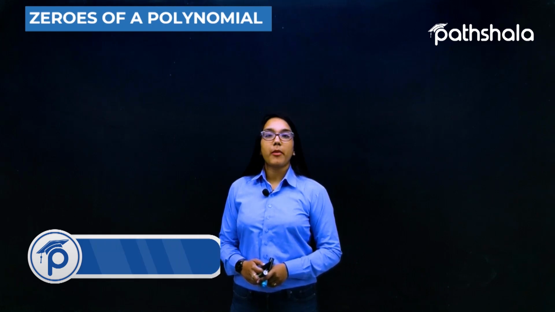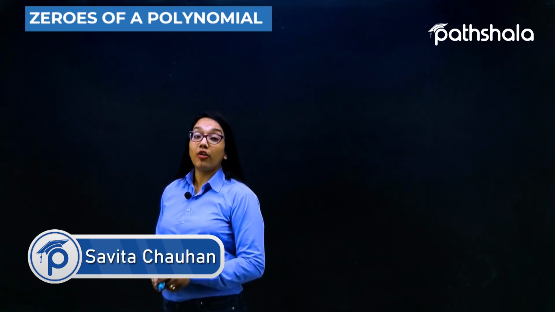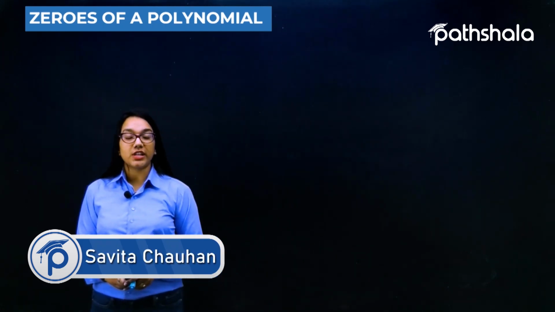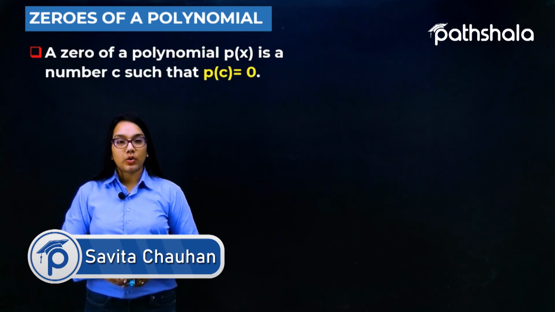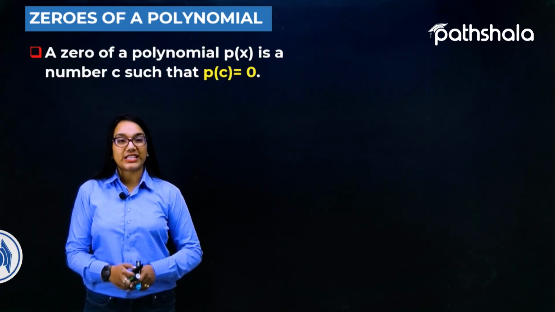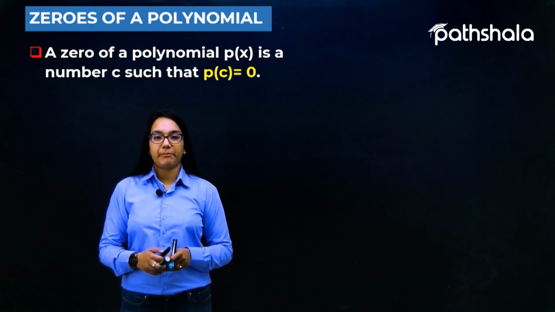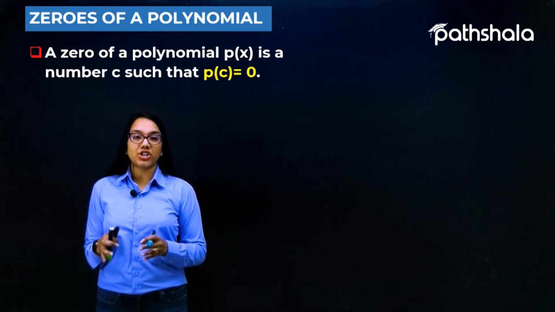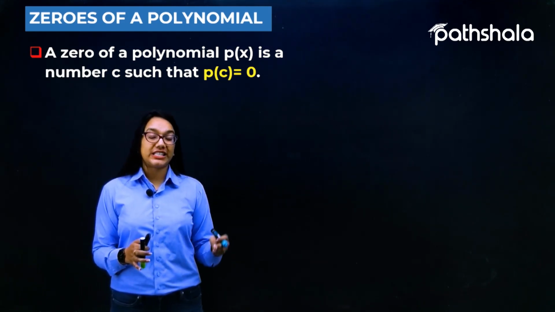So let's just talk about the new topic, that is zeros of a polynomial. What is the meaning of zeros of a polynomial? So what is the definition? The definition says a zero of a polynomial p(x) is a number c such that p(c) is equal to 0.